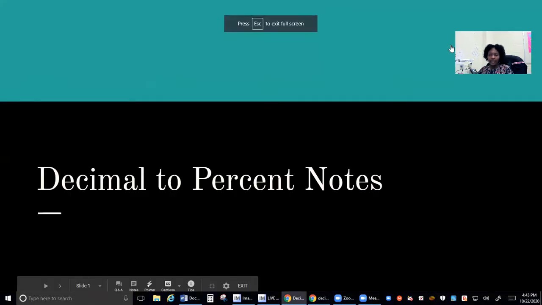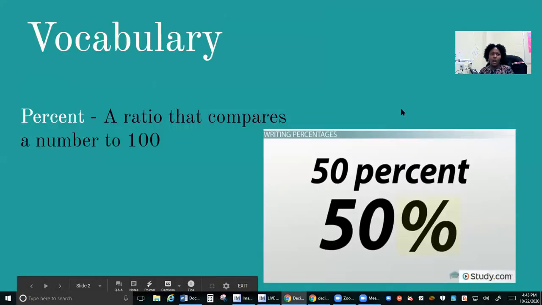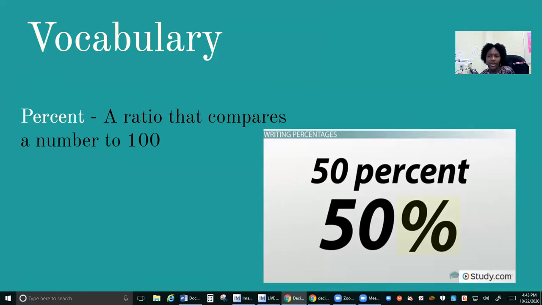Decimal to percents. Vocabulary, always got to know what we're talking about, right? Knowing the vocabulary is half the battle. So our first word is percent, a ratio that compares a number to 100. When you think about percent, it's always out of 100. You hear 10%, that's 10 out of 100. 15%, 15 out of 100. A percent is usually written with a percent bar right here, or you can put it in words. So for example, 50%.